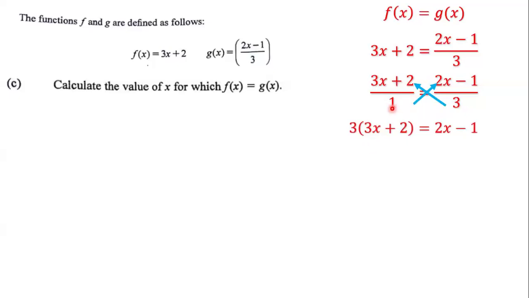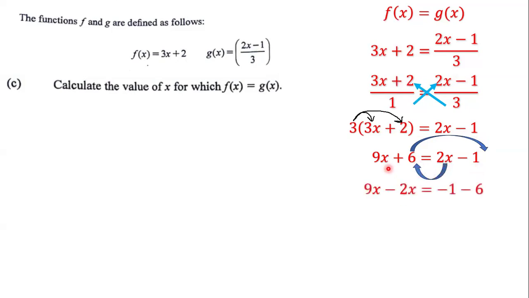And so 1 times 2x minus 1 is equal to 2x minus 1, and 3 times 3x plus 2 is 3 times 3x plus 2. Next, we distribute 3 across this expression. So 3 times 3x is equal to 9x, then 3 times 2 is equal to 6. And so this is equal to 2x minus 1. Next, we take this 6, we send it over the equal sign, and we take the 2x and we send it over the equal sign as well.